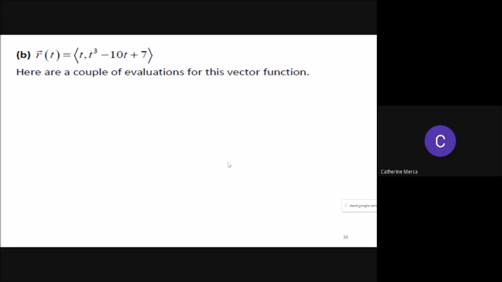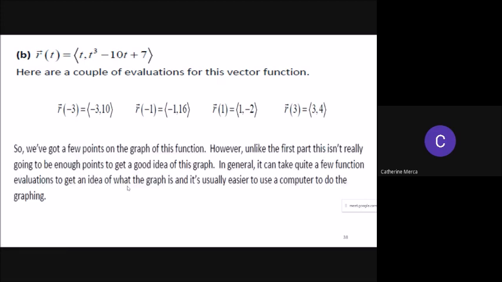R of t equals <t, t cubed minus 10t plus 7>. So for a couple of evaluations for this vector function, we will have t. So when t is negative 3, you will have negative 3. Tapos, negative 3 cubed, so 3 cubed is 9, minus 10 times 3, okay, minus 30, then plus 7. So you have there 10. And down the line, you can substitute for a couple more evaluations. So we've got a few points on the graph of this function.